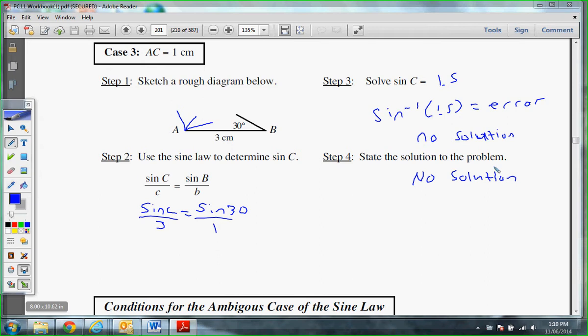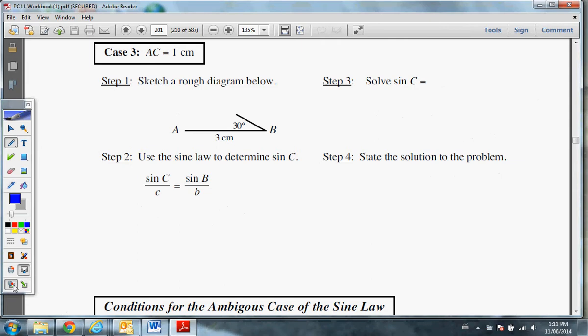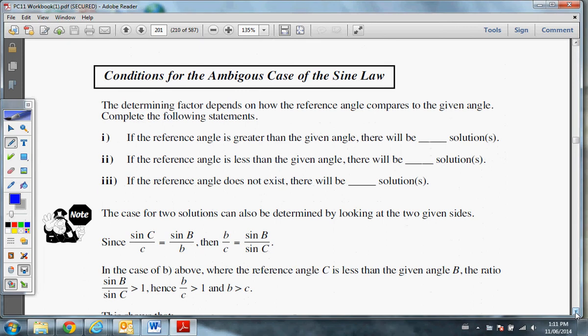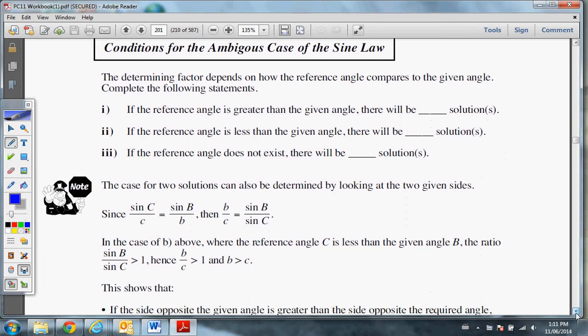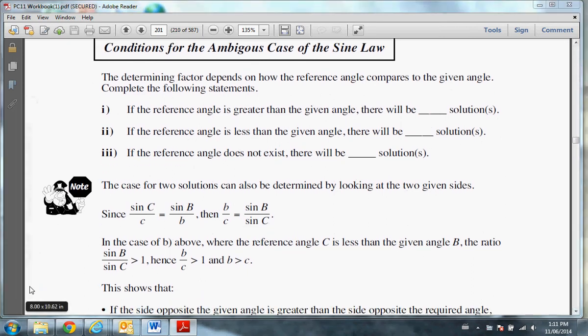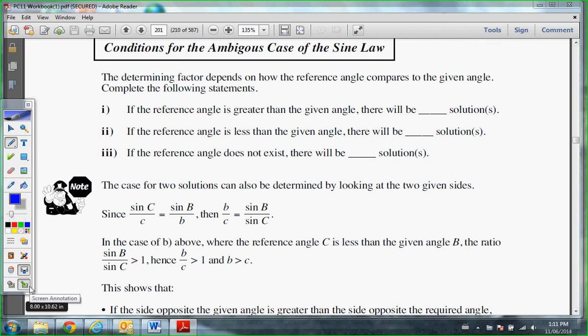So in this case, the reference angle did not exist. All right, so these conclusions or conditions that we come up with now are kind of like your rules for the ambiguous case. If the reference angle is greater than the given angle, there will be two solutions. So if your reference angle is bigger than the given, you have two possibles. That was our first case. If the reference angle is less than the given, that was our second case, it's one solution. If your reference angle does not exist, if you can't get one, there's no solutions.